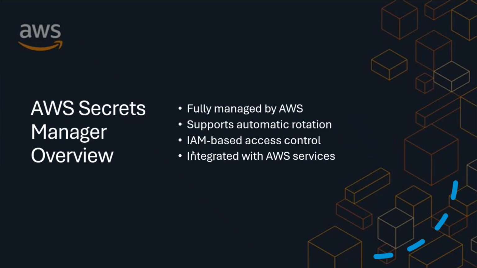AWS Secrets Manager is a fully managed service that simplifies secret storage and access. It supports automatic rotation using Lambda functions, integrates with IAM for fine-grained access control, and works seamlessly with other AWS services like EC2, RDS, and Lambda. You can retrieve secrets securely via SDKs, CLI, or environment variables, which makes it ideal for cloud-native applications.